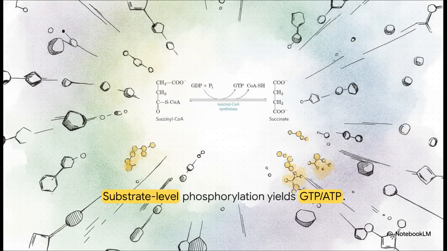Now, what's really interesting about this slide is the payoff we see in step 5. Until now, we've just been collecting energy carriers for later use. But here, the enzyme succinyl-CoA synthetase performs a substrate-level phosphorylation. That means we get a direct, immediate biological currency payoff. The cycle produces a molecule of GTP or ATP right here on the spot, while transforming our molecule into succinate.